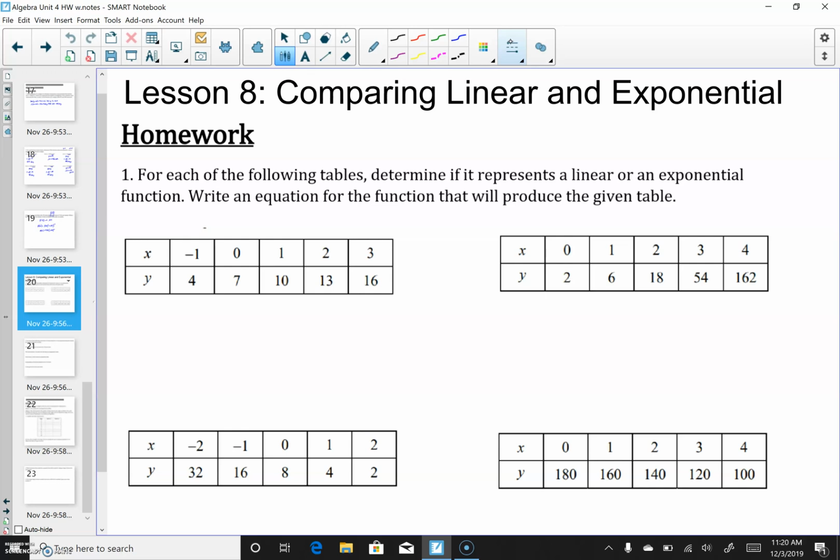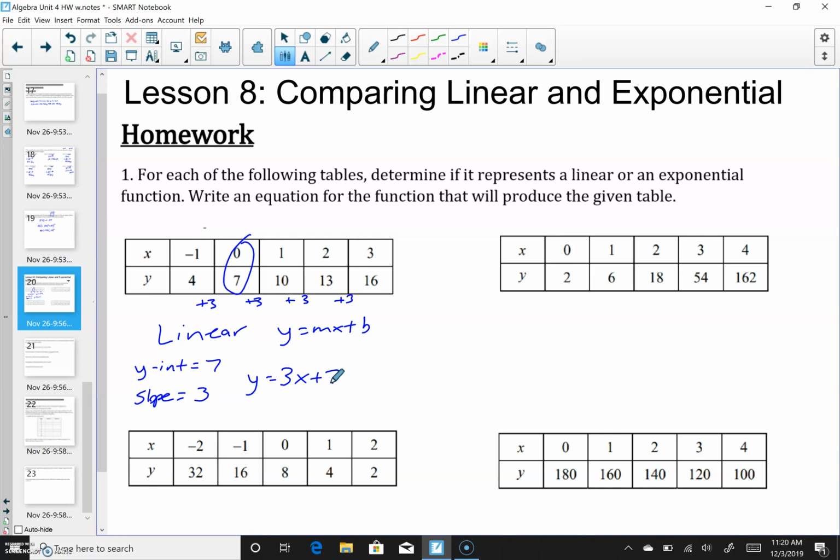So the first one, if I look at the pattern here, everything is plus 3, plus 3, plus 3. So we're adding the same thing every time. Therefore, it is linear. And just remember, y equals mx plus b is going to be our linear equation. So we need two pieces. We need a y-intercept, and we need a slope. Well, we just found that our slope was plus 3. Our y-intercept is here at 0, 7. So y equals 3x plus 7 is going to be our equation for that first one.